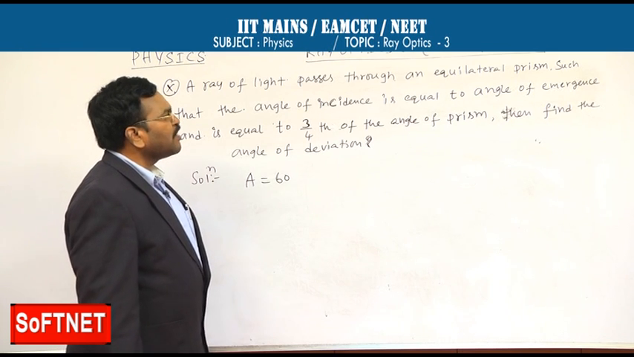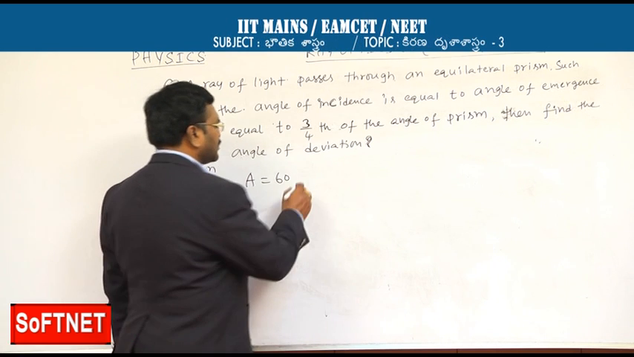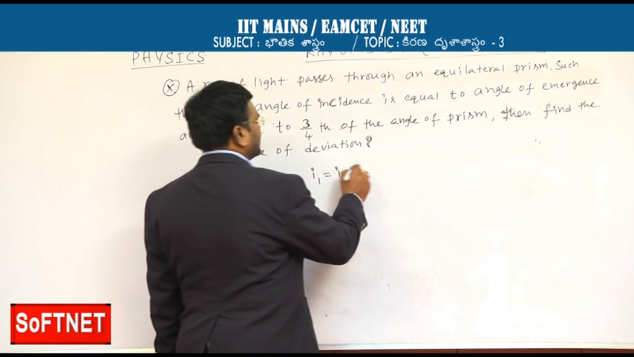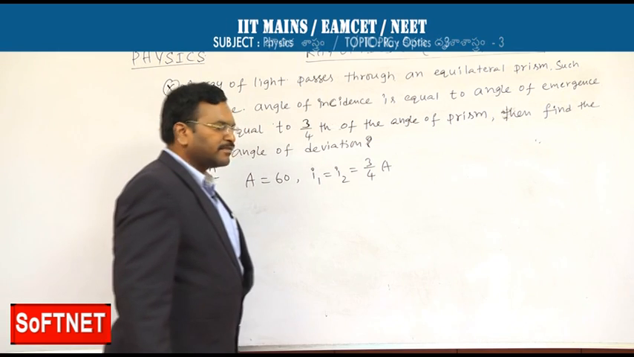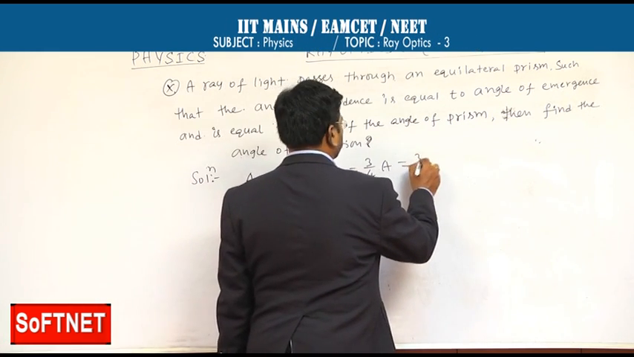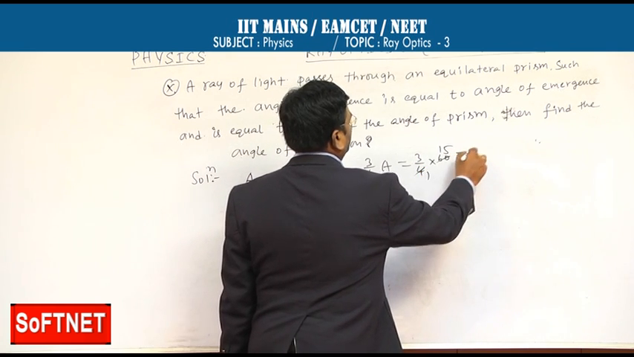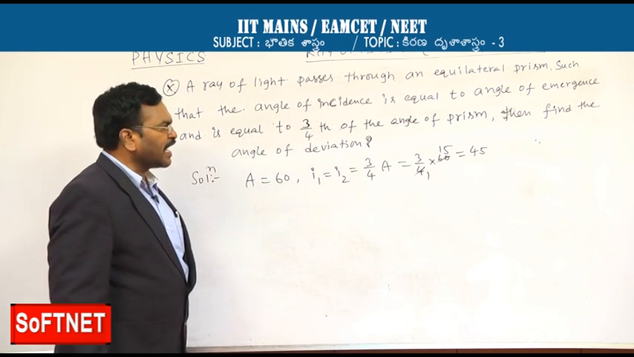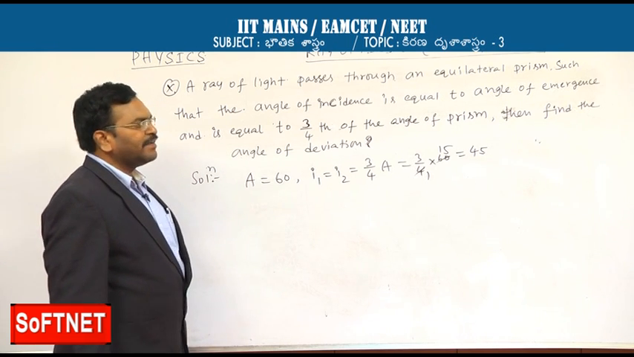Such that the angle of incidence is equal to the angle of emergence, and is equal to 3/4 of the angle of the prism. The angle of the prism is 60 degrees. So 3/4 into 60: 4 ones are 4, 15 threes are 45 degrees. The angle of incidence and the angle of emergence are 45 degrees.